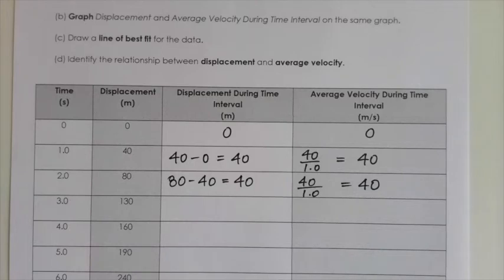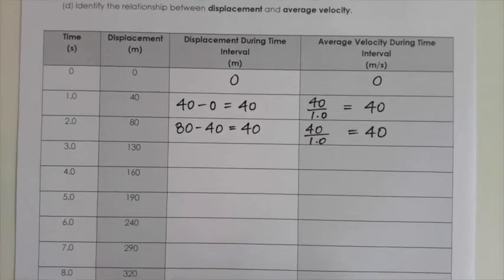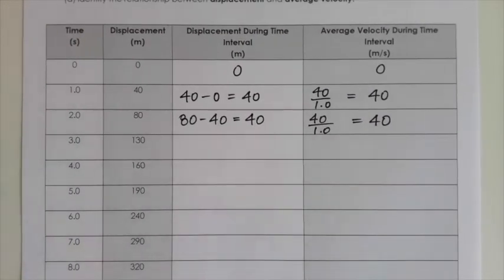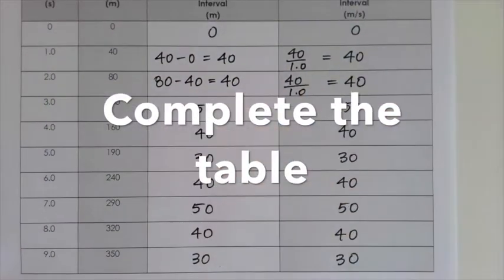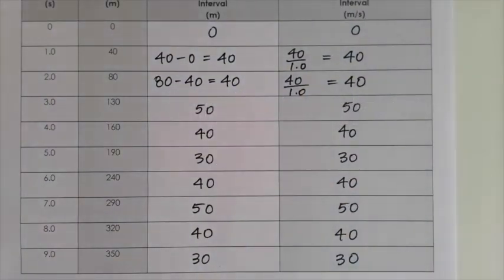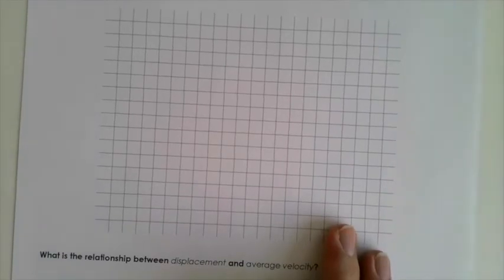Okay, you keep going, finish your table, and then we can check our values together before you move on to the graphing stage. Okay, let's double check our values and make sure that we match. And moving on to the graphing stage.